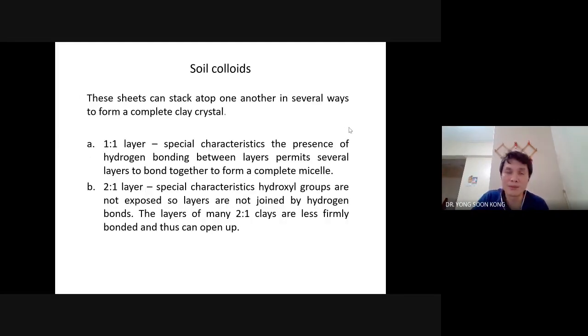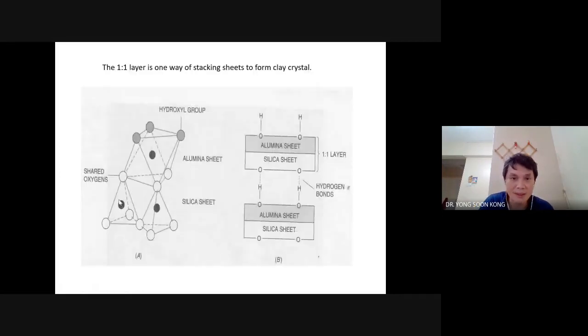Okay, so you learn about the monomer, the small unit in each layer. So one micelle is either one layer or one layer. What exactly is that? So this is example of one layer. See, one alumina and the other one silica. So this is one. 2 1, yeah. Either 2 sheet silica or 1 alumina. There's a possibility, but in fact, that is it.